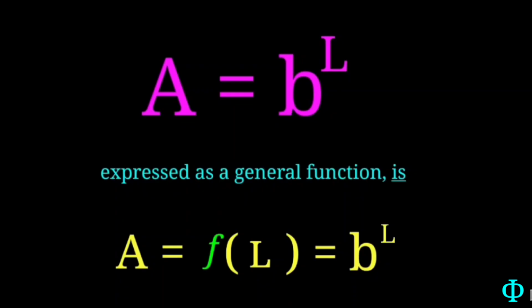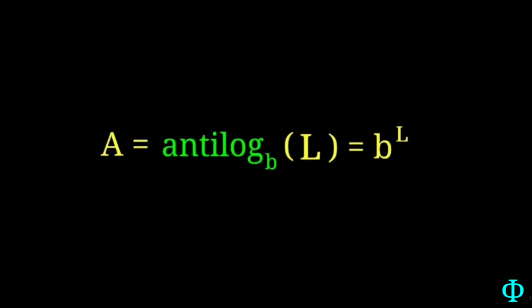A equals b to the L, expressed as a general function, is a equals f of L equals b to the L. But, using logarithmic vocabulary, we use the antilogarithmic function, and it is written a equals the antilog, base b, of L, equals b to the L. The antilogarithm function, being an exponential function, means raising a base to a variable power.